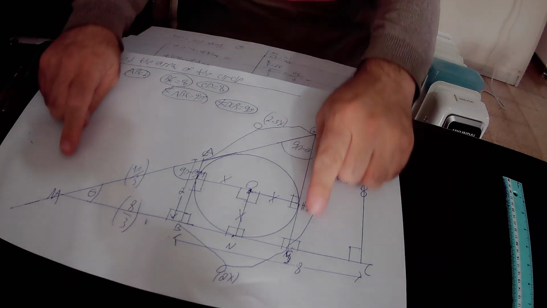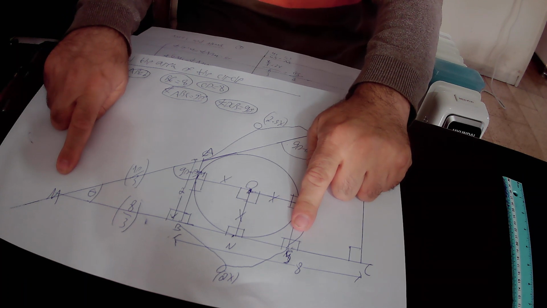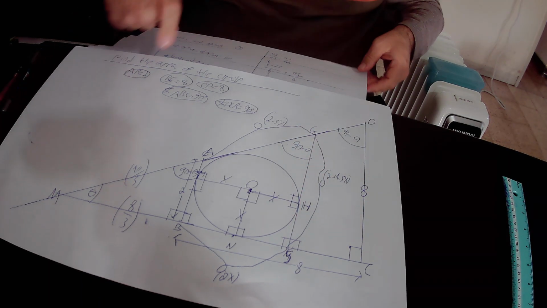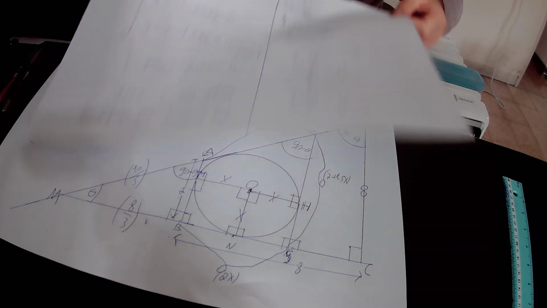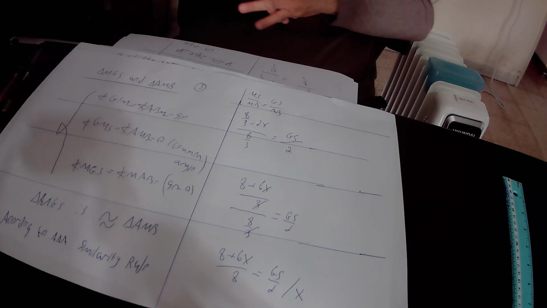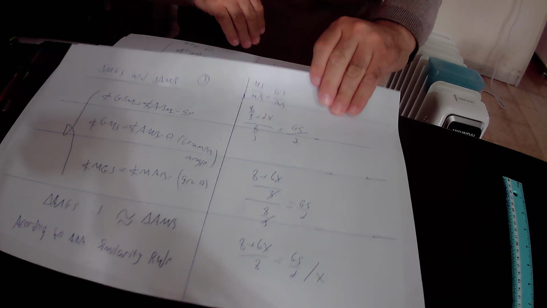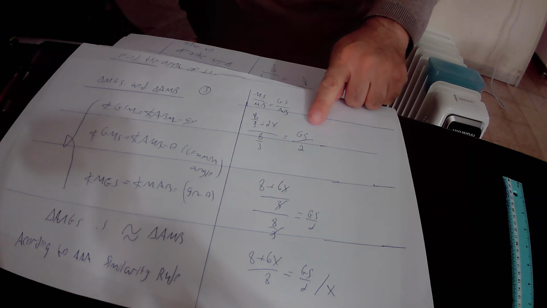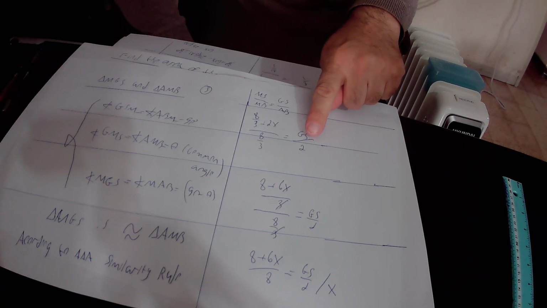From the drawing, it is very easy to see that MS equals MB plus BS. That is to say, MS equals MB, that is 8 over 3, plus BS, that is 2x. In total, MS equals 8 over 3 plus 2x. MB equals 8 over 3. GS is unknown, so we leave it as it is, and AB equals 2.